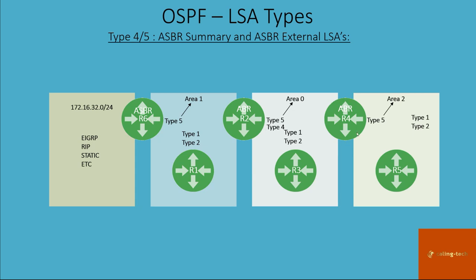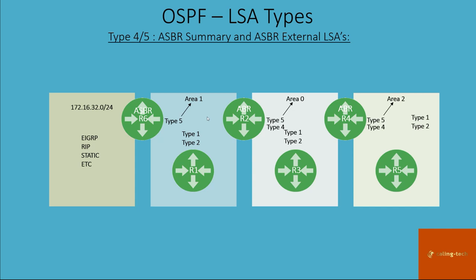So now we have the same with router 4, where the ABR of router 4 is going to inject or send the Type 4 LSA into Area 2. And this LSA is going to say, again, hey, to reach router 6, use router 4, which in turn will send it into Area 0. And this will reach router 2, and router 2 knows how to get to router 6 and therefore knows how to get to 172.16.32.0.